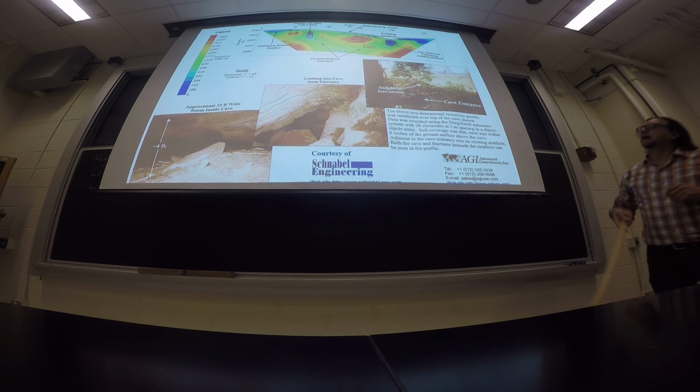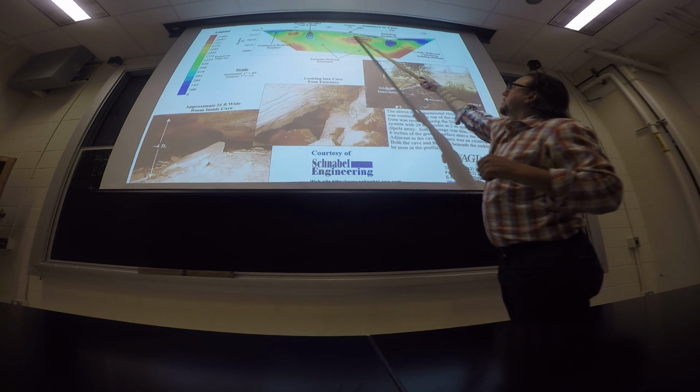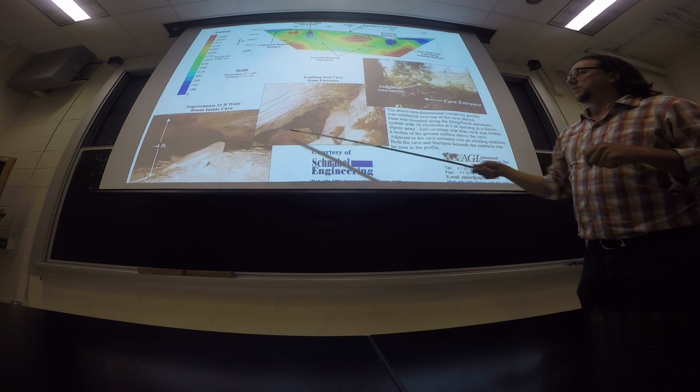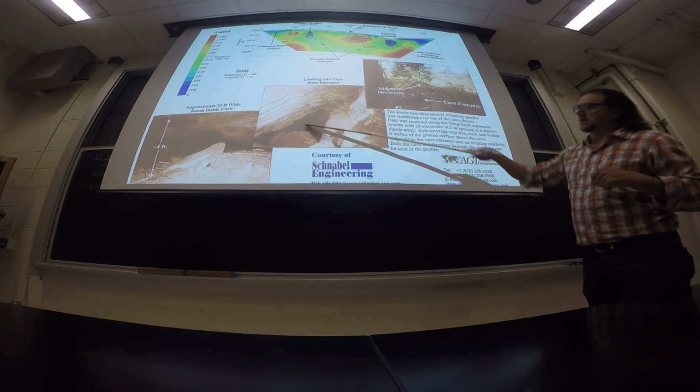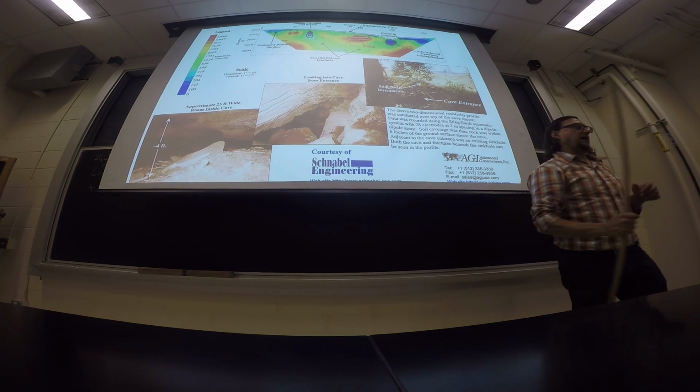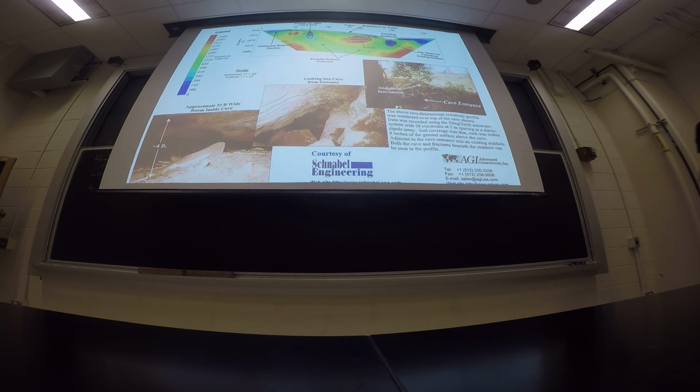Okay? But you see how strong this anomaly is right here and how large it is, and they were able to directly correlate it with a cave. They went down to an entrance into a cave, and they were able to directly correlate this cave to that high resistivity.